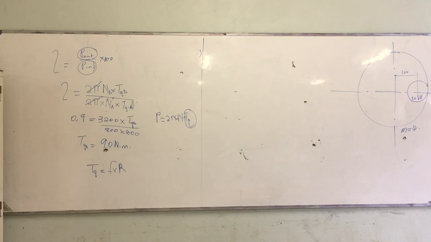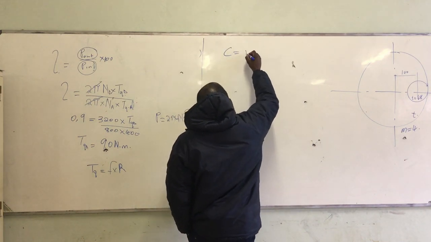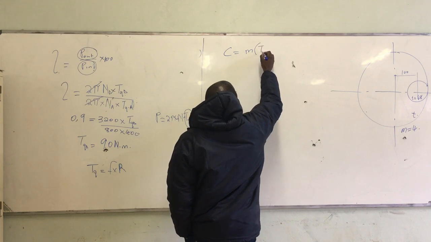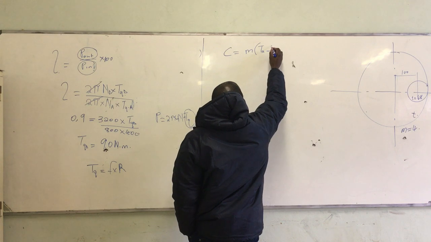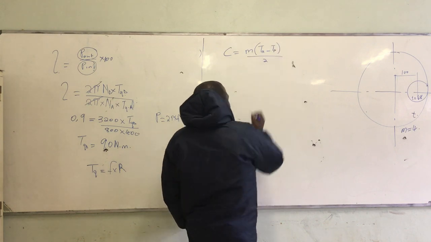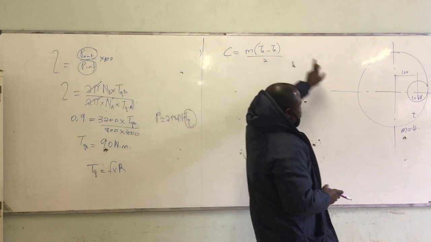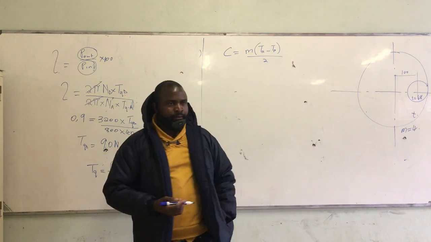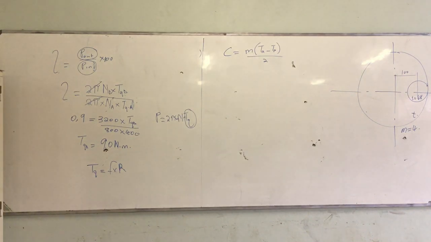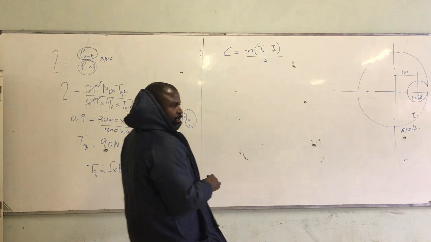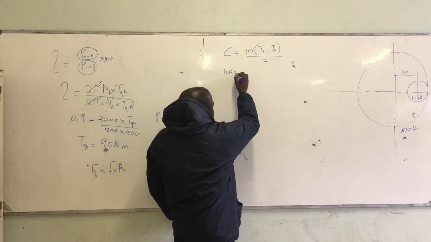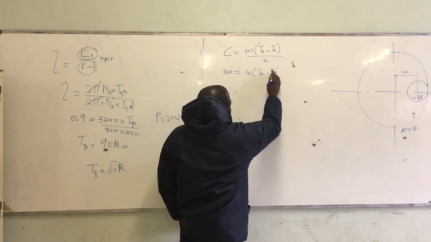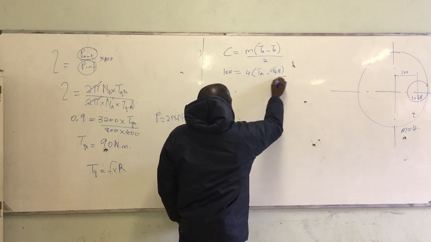So how do you calculate the number of teeth for the ring? Which formula do you use? Center distance is equal to M into (T for ring minus T for pinion), all over 2. This one you subtract because the pinion is inside. The other one we add, because the gears mesh from the outside. So because the pinion is inside, you subtract. So we have 100 is equal to 4 into (TR minus 48) all over 2.